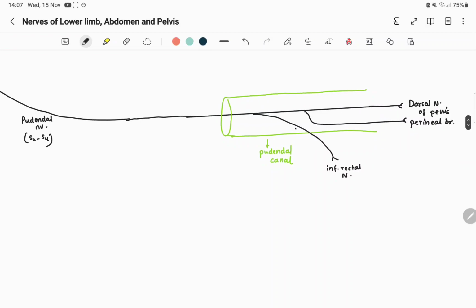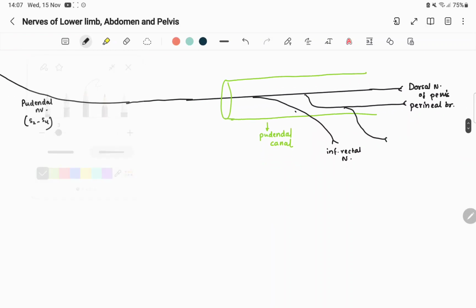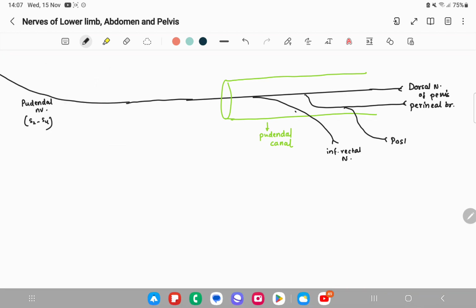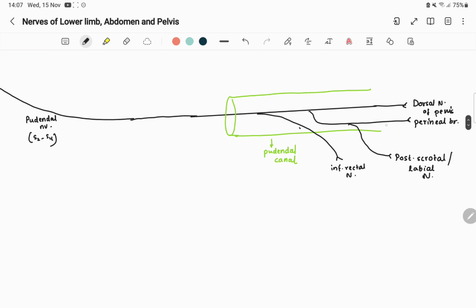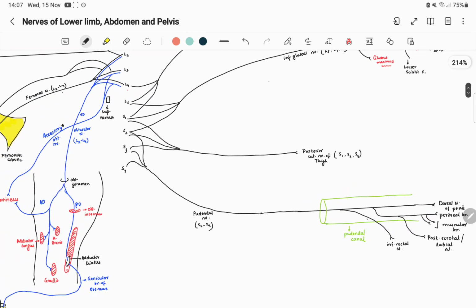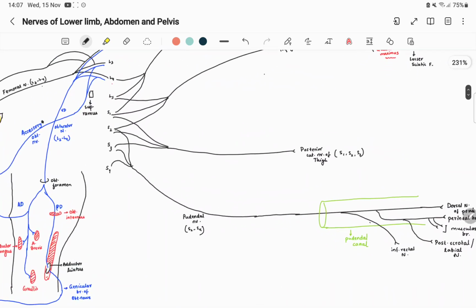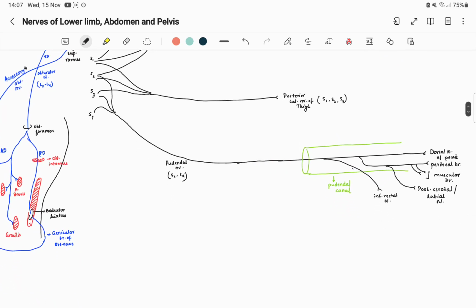This perineal branch will also give a branch outside the pudendal canal, which is called the posterior scrotal or labial nerve, and a few muscular branches also. These are your muscular branches. Understood? This is the course of your pudendal nerve.